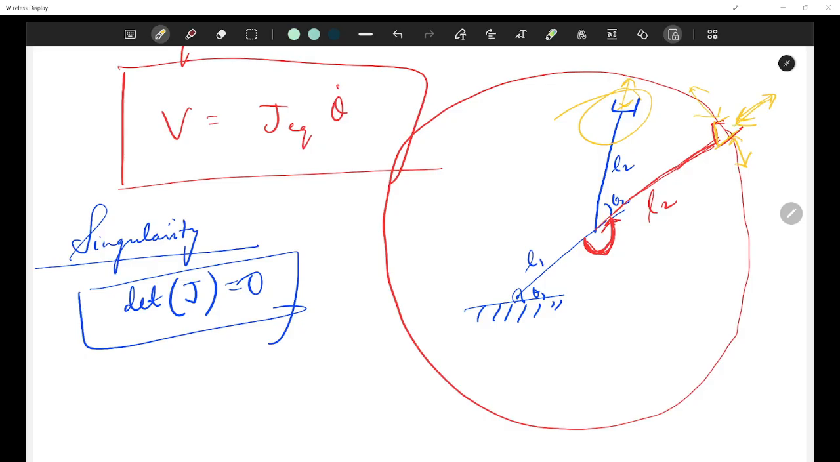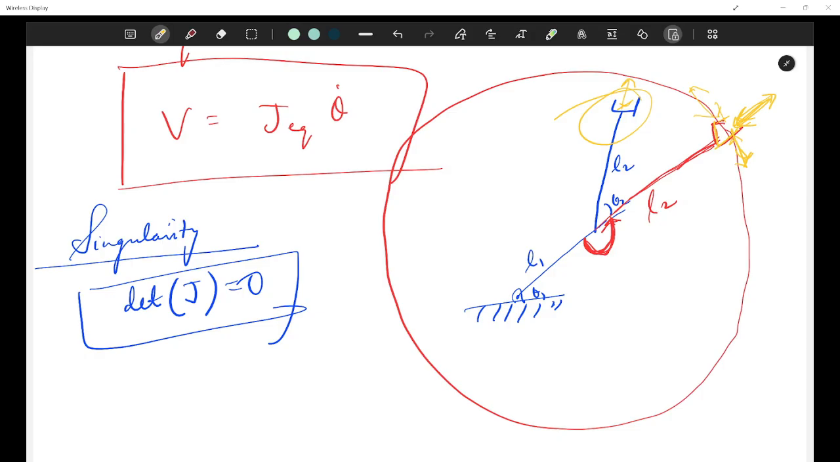It has lost 1 degree of freedom. Alright, it has lost 1 degree of freedom, and the Jacobian has essentially lost its rank, and hence we are not able to move in that direction, but we can move in the other direction. Now this is a very simple example and it can be clearly visualized, right? Because it is a 2R manipulator.